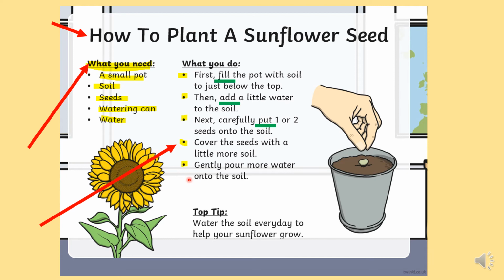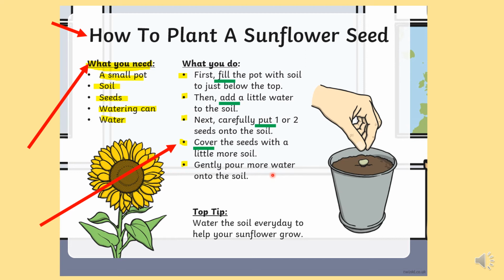I've left a little space down here. There are two sets of instructions down here, and there are 2 verbs. I wonder if you can see what the verbs are. Verbs are bossy, they tell us what to do. Let's have a look at this one. It says, cover the seeds with a little more soil. Which one of those words is the verb? Excellent. It's the word cover because it's telling you to cover something.